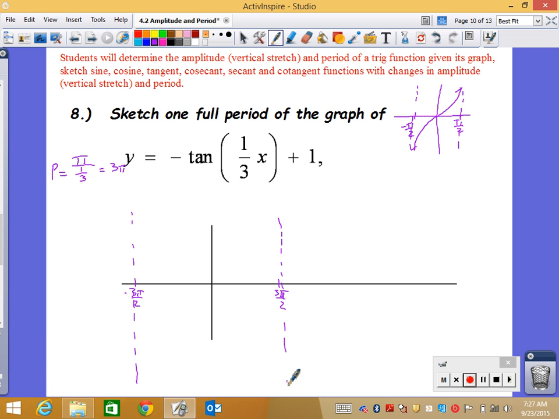So everything I'm going to draw now is in between those two dashed vertical lines. So what happens when I multiply this thing, my original tangent graph, by a negative sign? Remember, it just flips it over the x-axis. So instead of going from bottom left to top right, it's going to go top left to bottom right.